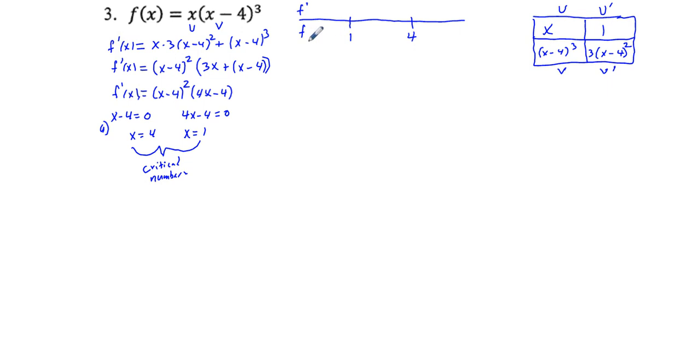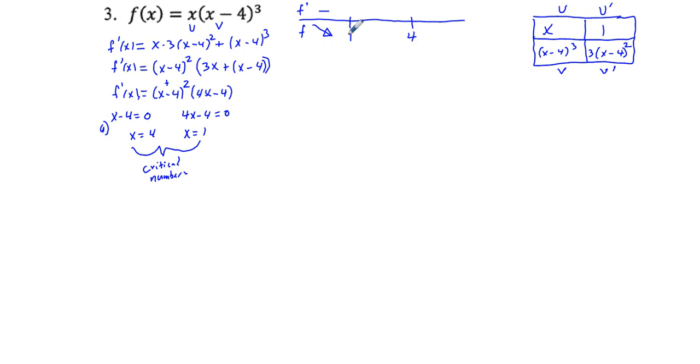Well, a number less than 1, we can plug in 0. First thing we should notice is that this quantity x minus 4 squared is always going to be positive. Why is that? Because that can never be negative. When you square a negative number, it's going to be positive anyway. So this entity is always going to be positive, except where it equals 0. If we plug in 0 here, we get a negative. So a negative times a positive is negative, so we are decreasing between negative infinity and 1.